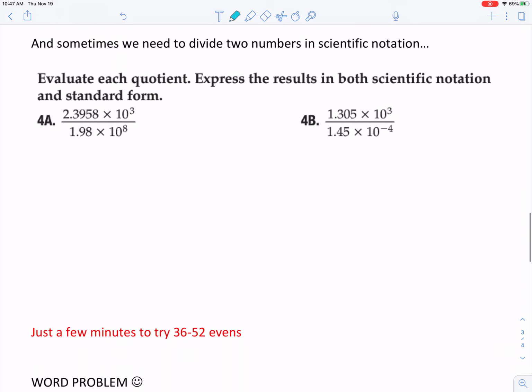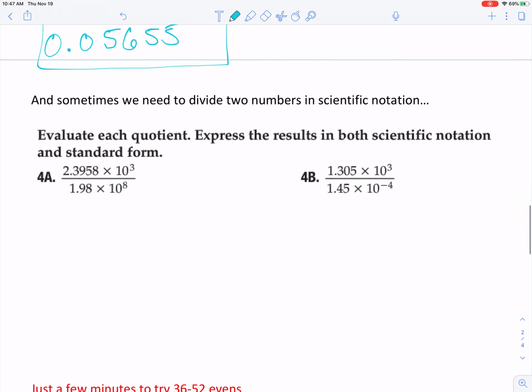Same thing's going to happen when you do division. Normal numbers do normal number things. So I'm just going to divide those. I got to grab my calculator here. 2.3958 divided by 1.98. Normal numbers do normal number things. Times, and with exponents you can subtract, 10 to the negative fifth.